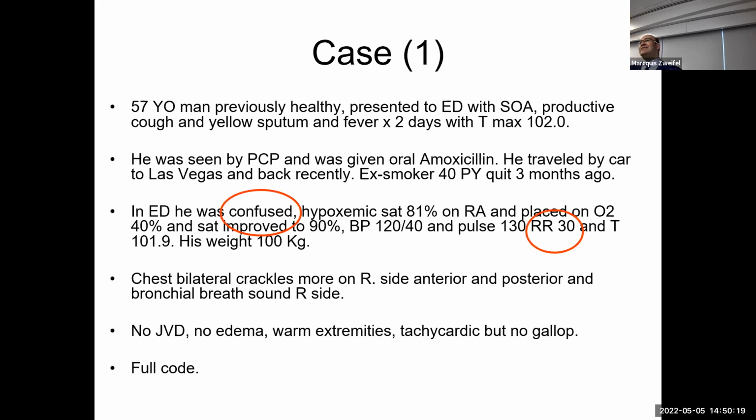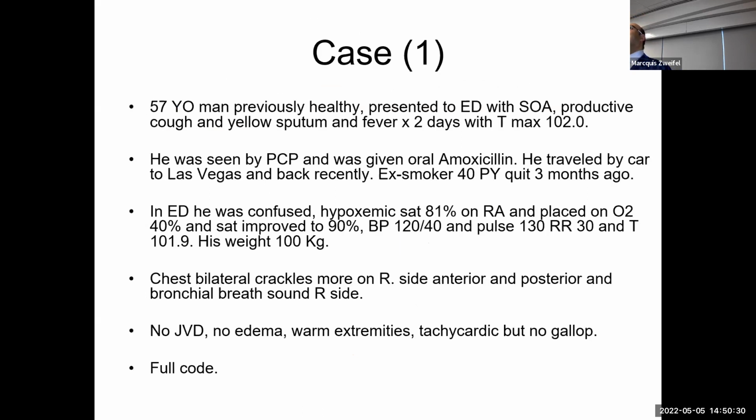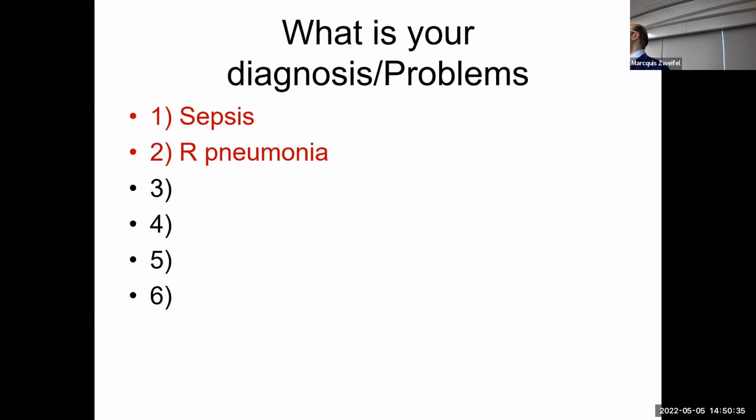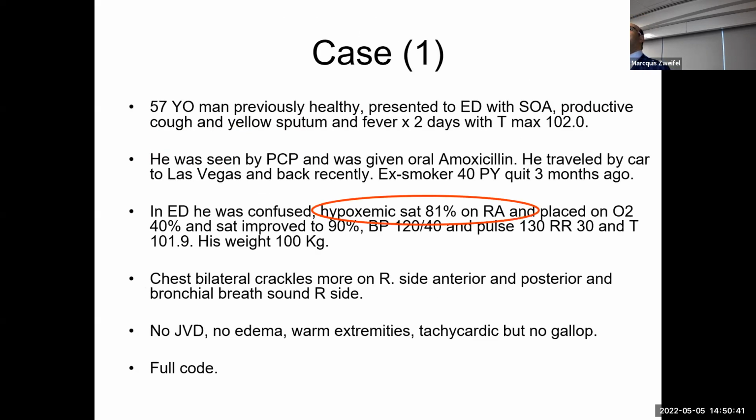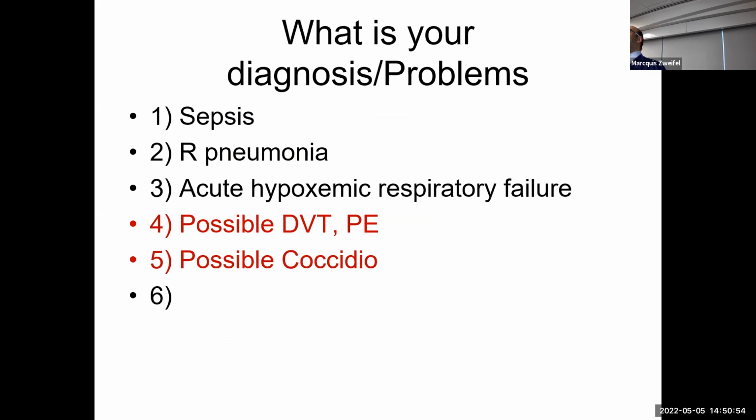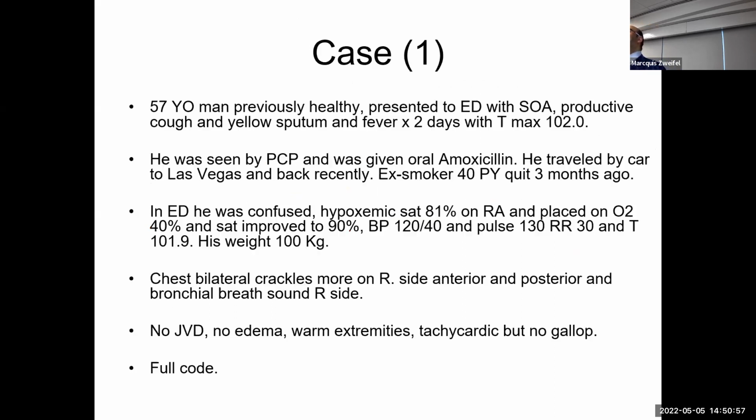So patient is confused, tachypneic, low diastolic blood pressure, tachycardic, warm extremities. He is septic. Patient has bronchial breath sound, fever, cough, phlegm. He has right-sided pneumonia. Based on the examination, your bronchial breath sound was on the right side. Patient has SAT 81% on room air, so we'll call him acute hypoxemic respiratory failure. Patient has traveled by car to Las Vegas and came back, possible coccidio, possible PE.